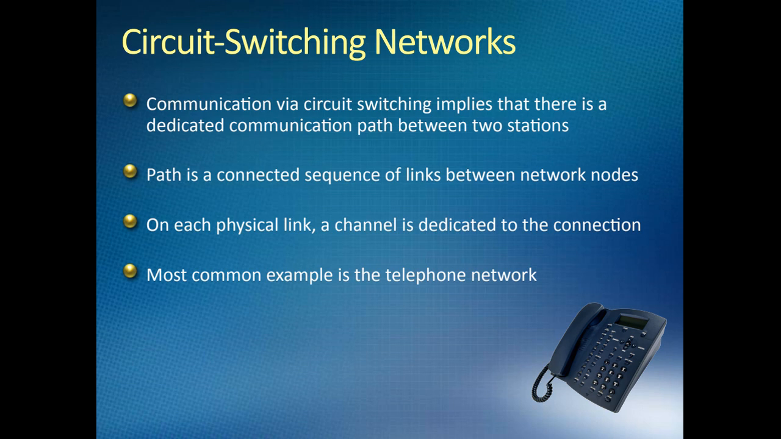Path is a connected sequence of links between network nodes. On each physical link, a channel is dedicated to the connection. That's what I have just mentioned. Most common example is the telephony network. Telephony network is an example of circuit switching network.